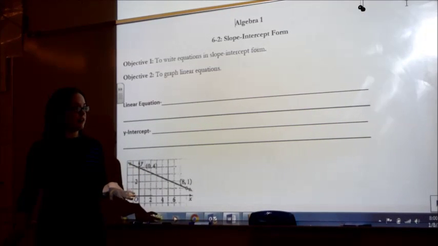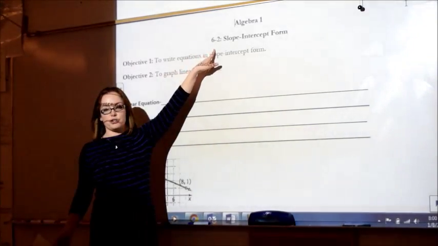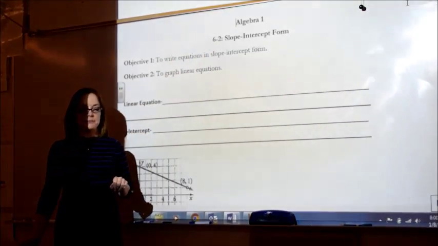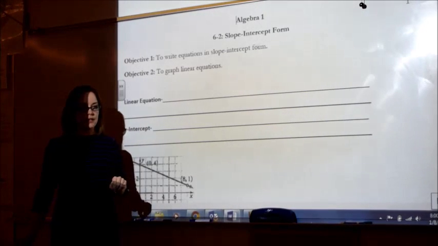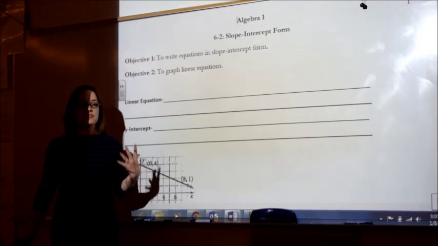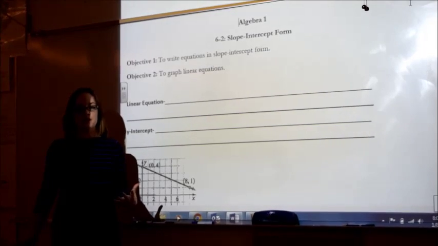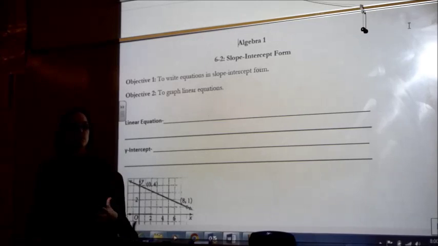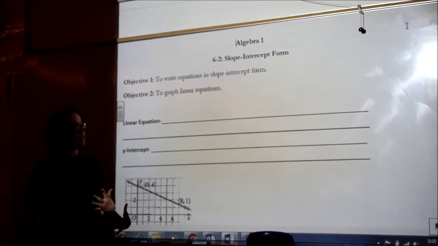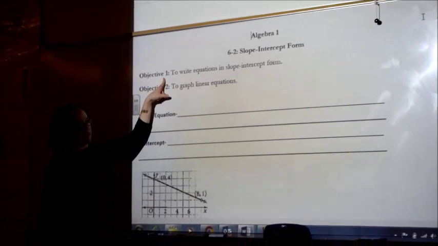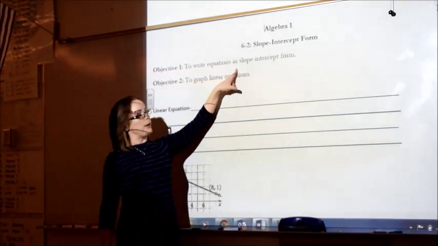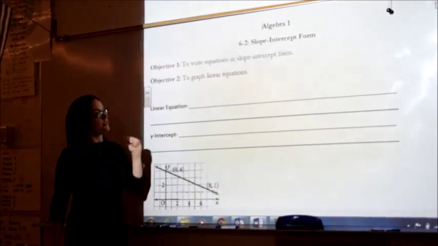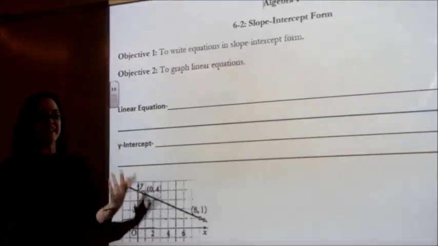Today we're going to be talking about section 6-2, and we're going to get into slope-intercept form, which you guys have seen before back in chapter 5 when we got into functions, but you guys didn't recognize it as slope-intercept form at the time. You recognized it as something else. So we're going to talk about what slope-intercept form is. And our first objective here is to write equations in slope-intercept form. And then our second objective is going to be to graph linear equations.